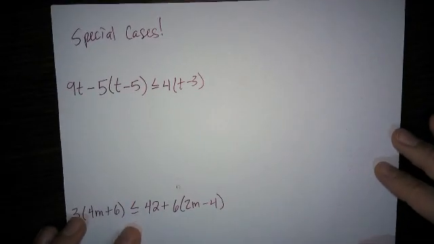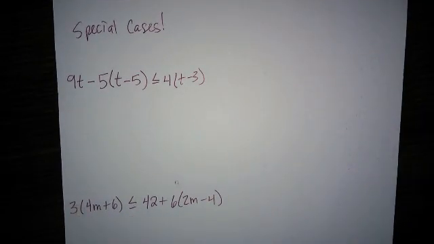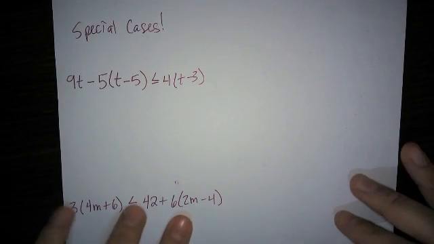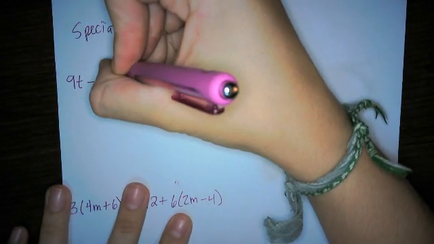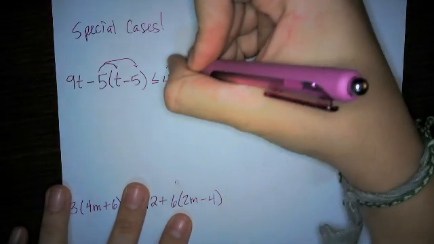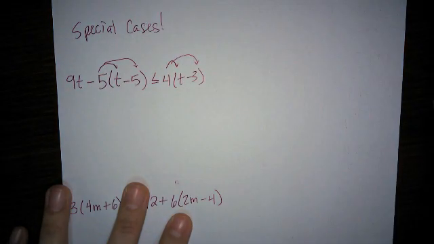All right, last two, we have some special cases. Just like with equations, we have special cases with inequalities as well. So let's see what they are. Let's just go ahead and solve. The first step we would have to do is distribute. And since there's two sets of parentheses, we can distribute both.